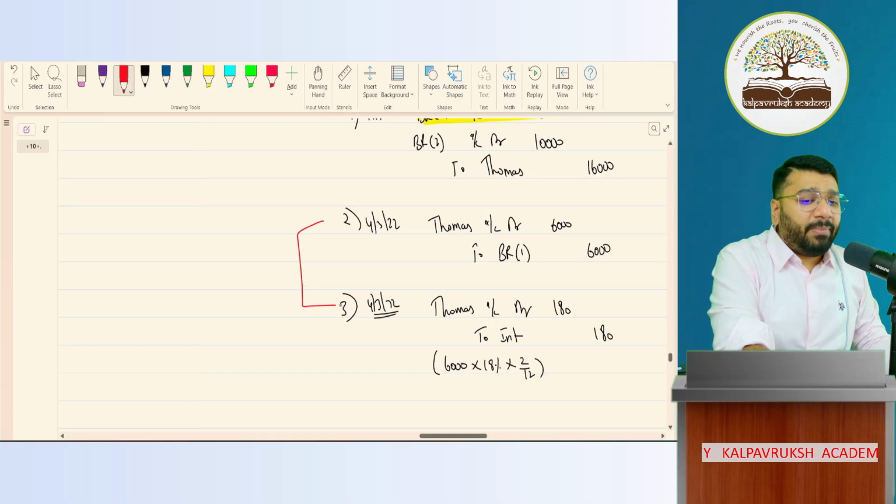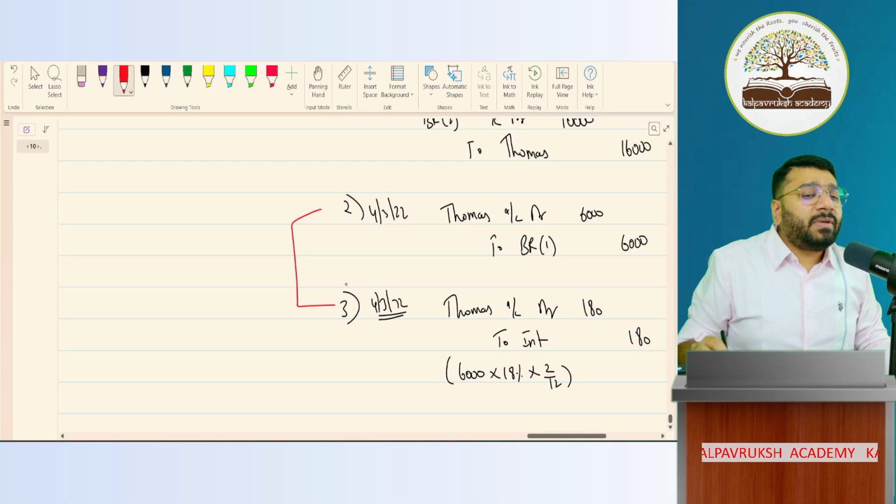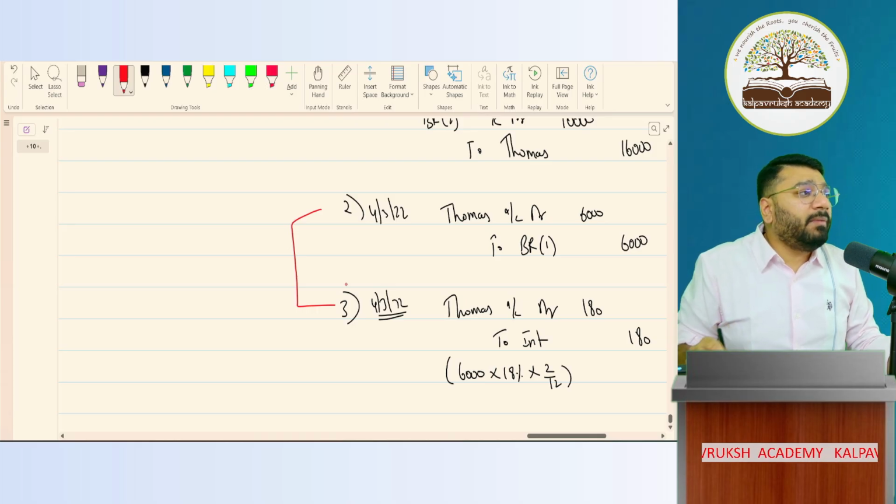Now, in the textbook, they would have combined and given these both. In the combined form, what is the combined entry? Thomas debit 6,000 plus Thomas debit 180. Both added means how much?